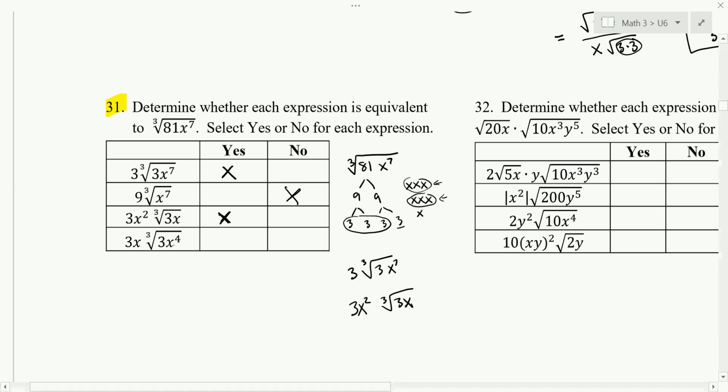And then the last one, they left 4 x's and they got rid of the others. So if we left the 4 x's, then we just moved the others, we would have 3x cube root of 3x to the 4th. That is correct, so yes. So the first, third, and fourth rows are correct.